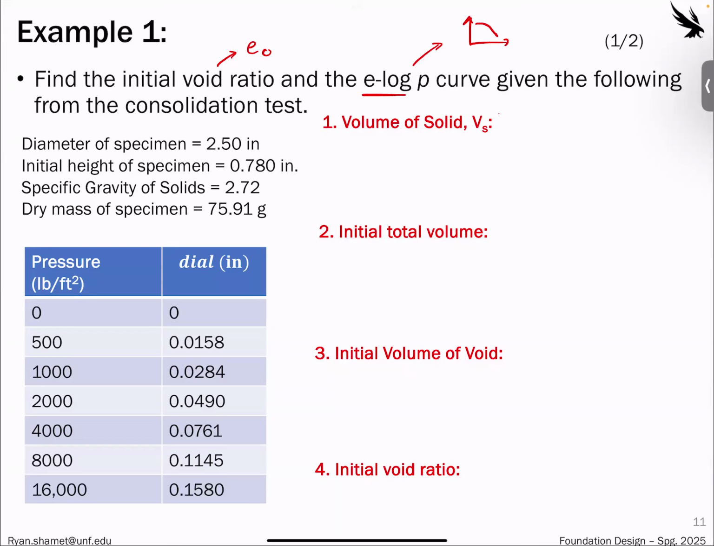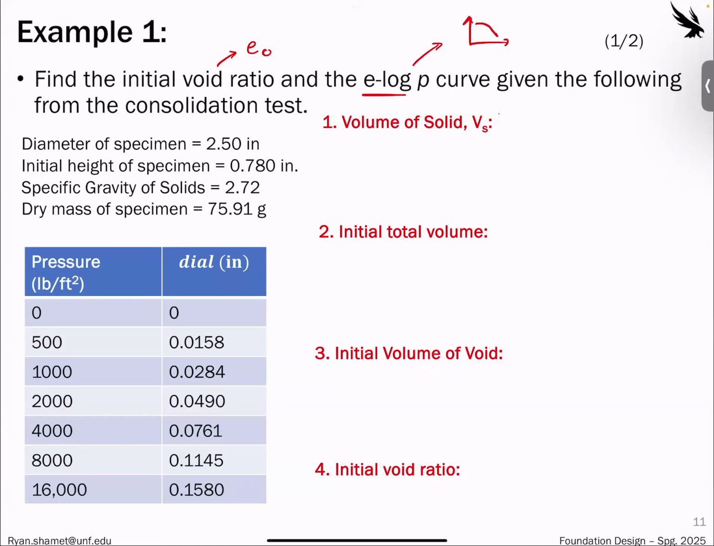So what we have is the pressure being applied incrementally, going from 0 to 16,000 pounds per square foot. And then the dial is shown there. The dial is an incremental deformation. So as we are applying the load, the deformation is at 0 when there's 0 pressure, and we're applying it incrementally here. Now, 16,000 pounds per square foot, that's a lot, right?